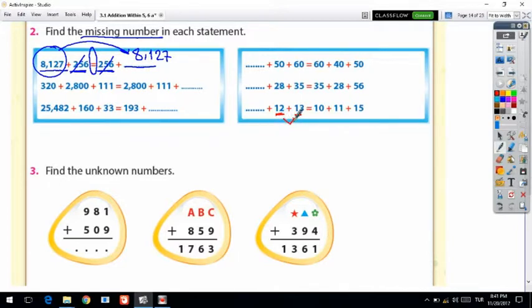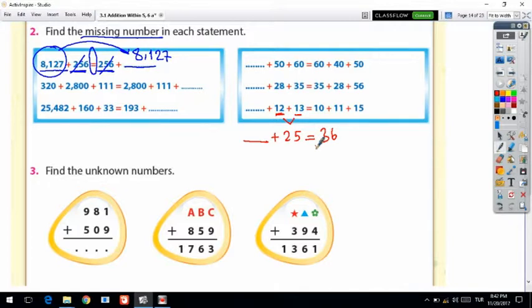First of all, if there is addition, let's add them. There is a space plus 12 plus 13, which is equal to 25. Then the equal sign. So 10 plus 11 plus 15. How can I add them? First, 10 plus 11 is equal to 21. 21 plus 15 is equal to 36. So now, how can we find the missing number from here?